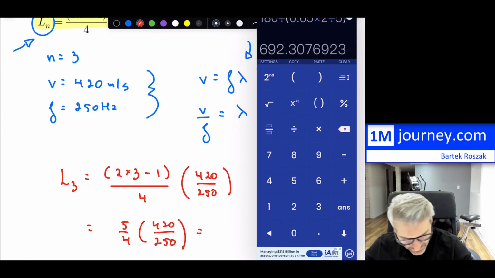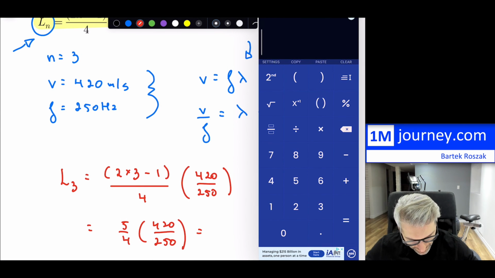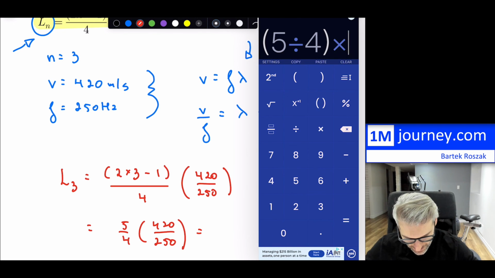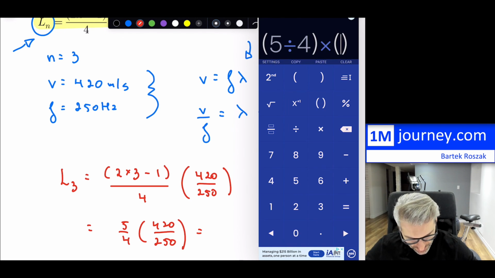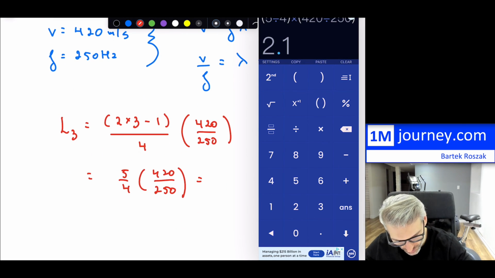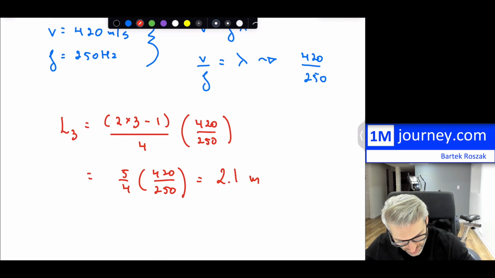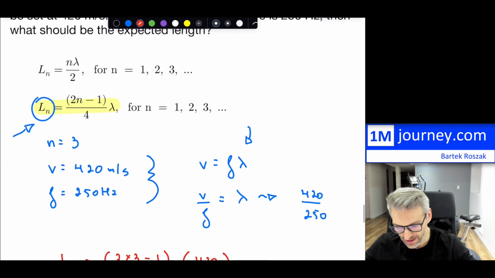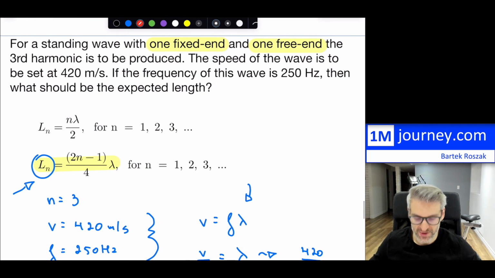All right, let's clear this up. Okay, so 5 over 4 times 420 all over 250 equals, and so this is going to be 2.1. And this would be in meters. All right, so that's the length that we would need in order to make this happen.